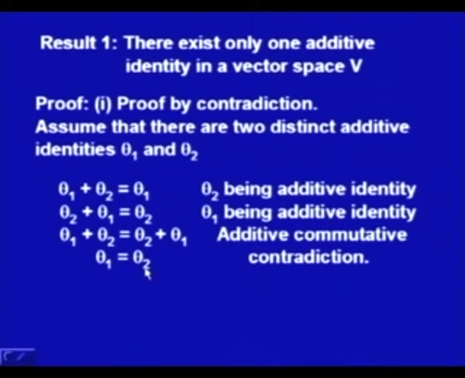So, what have we started with? We have started with two different additive identities theta 1 and theta 2. They are not equal, but finally we have proved that they are equal. So, it is not possible that a vector space has two distinct additive identities. Even if we start with different ones, we finally arrive at the same value. So, by contradiction we have proved that there exists only one additive identity in a vector space.